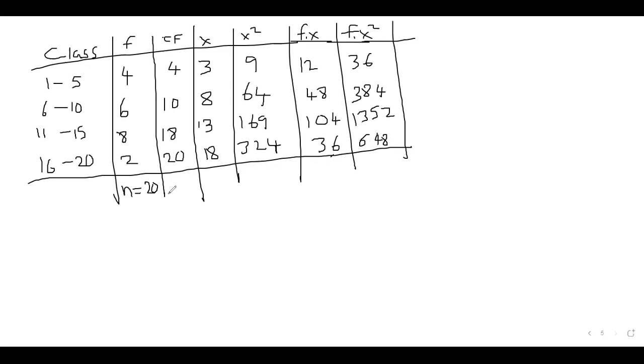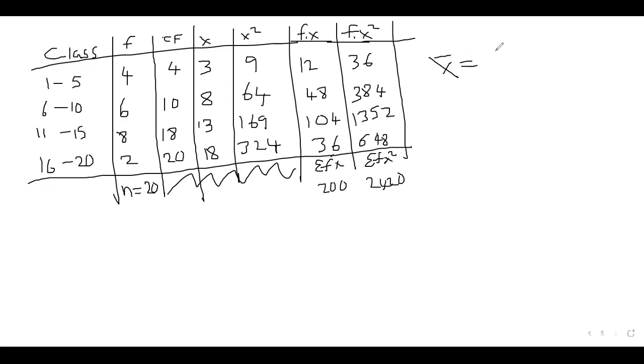Then we now add just these last two columns. This is frequency of x and frequency of x squared. We're going to total here 12 plus 48 plus 104 plus 30. So here we're going to get 200. Here we go: 36 plus 384 plus 1352 plus 648, we're going to have what? 2420.